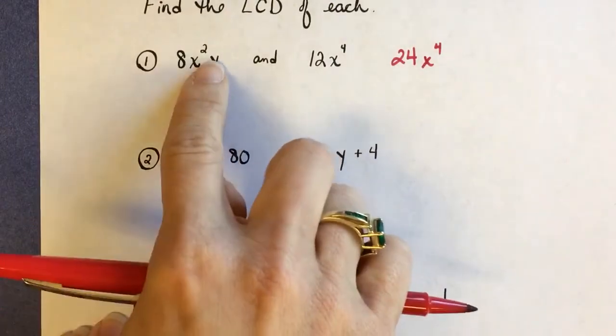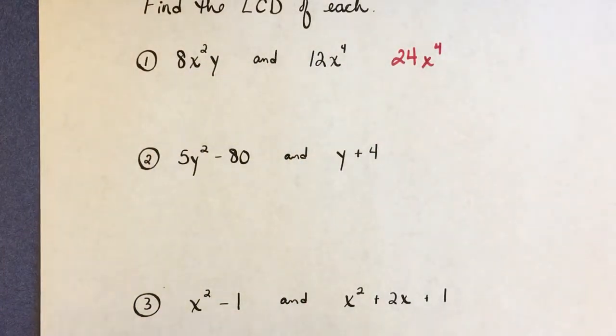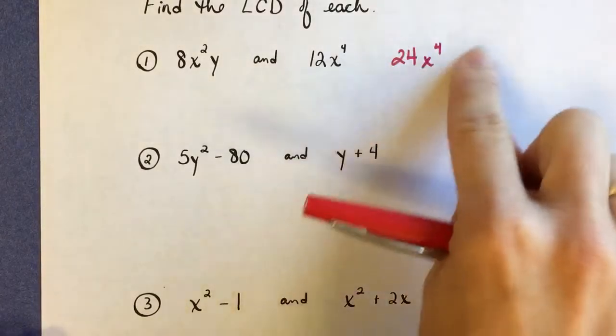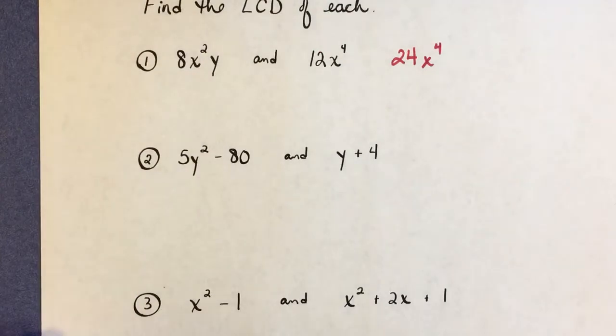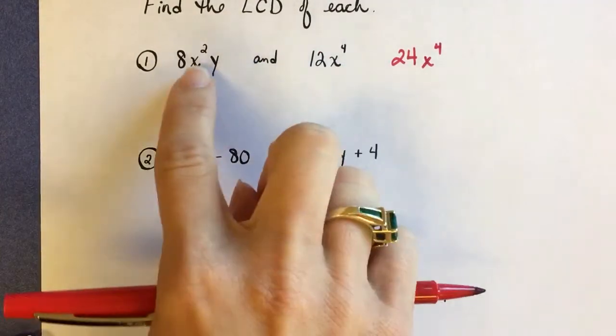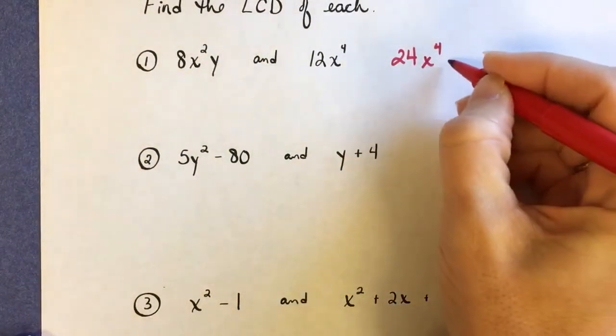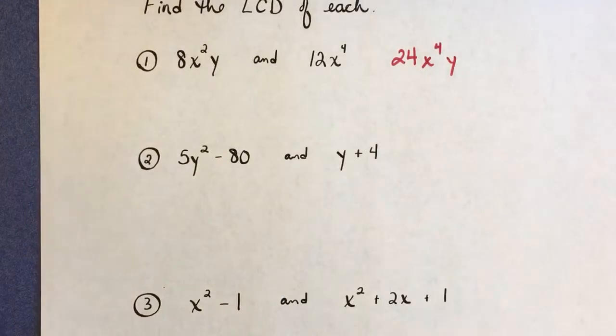Now, this term has a y, this term doesn't have a y. Again, this is different from greatest common factor. You have to include in your least common denominator all of the different factors that you see. So even though this doesn't have a y, because this one does, I have to include that over here as part of my least common denominator.